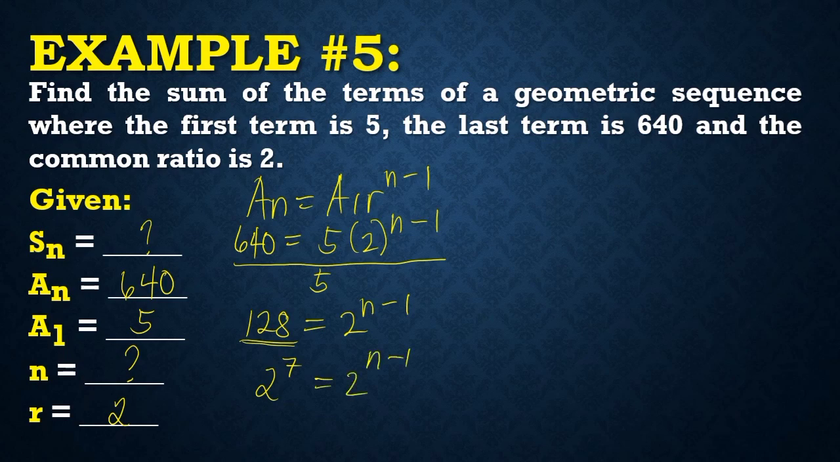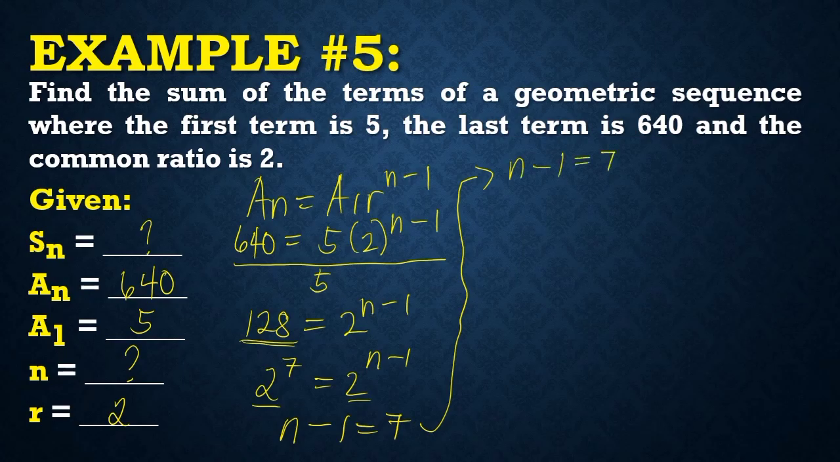As you can see, ayan, pareho ng base 2. So, pwede nating ibaba yung mga exponent at magiging equation. So, that is n minus 1 equals 7. And then, we rewrite. So, n minus 1 is equal to 7. And then, we add 1 to both sides. So, n is equal to 7 plus 1. So, n equals 8. So, yung number of terms natin ngayon is 8.